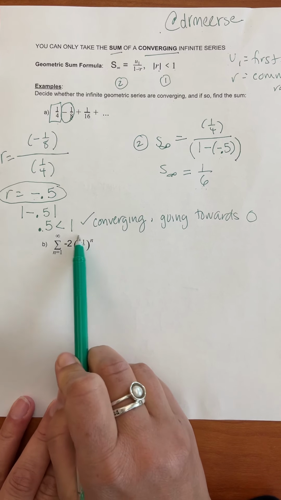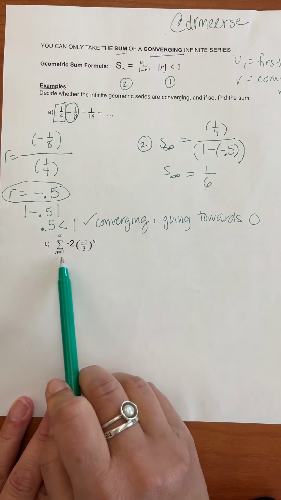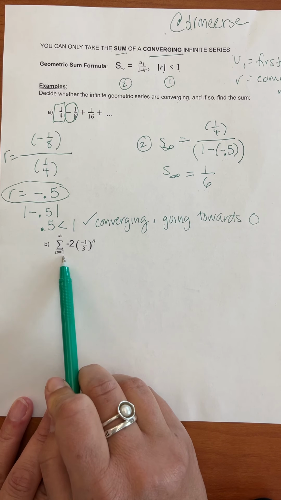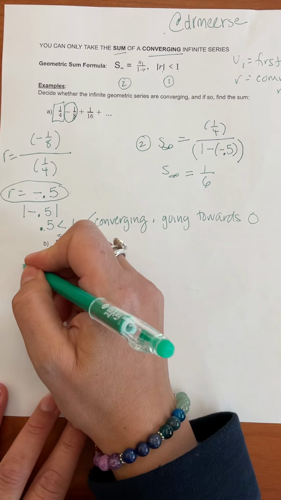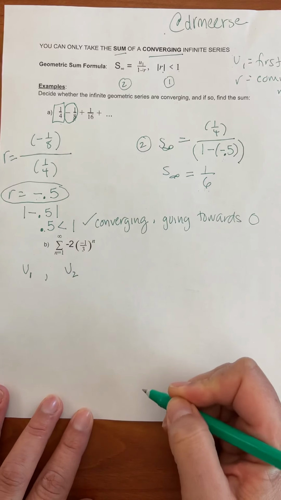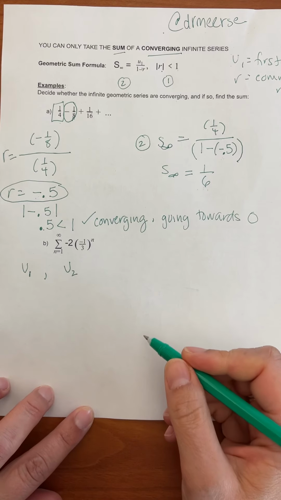So we're going to be taking this part of the summation notation and we have to substitute number 1 in. Yes, they started at 1. Now it goes from 1 to infinity, because it's an infinite series. So here we have to find our first term and our second term, because remember, we have to make sure that it is converging.